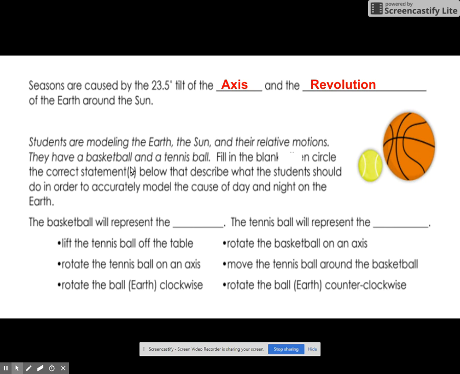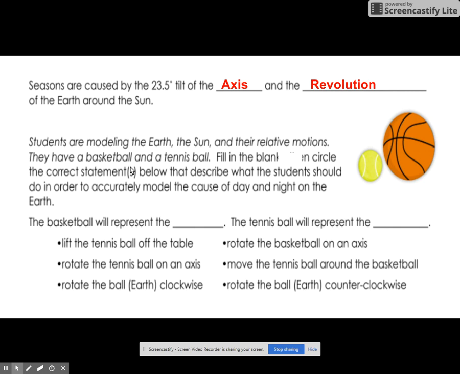So what I want you to do now is read the information below and pause the video now so that you can make a sound decision on how the axis and the seasons are related to the basketball and the tennis ball. Pause now.